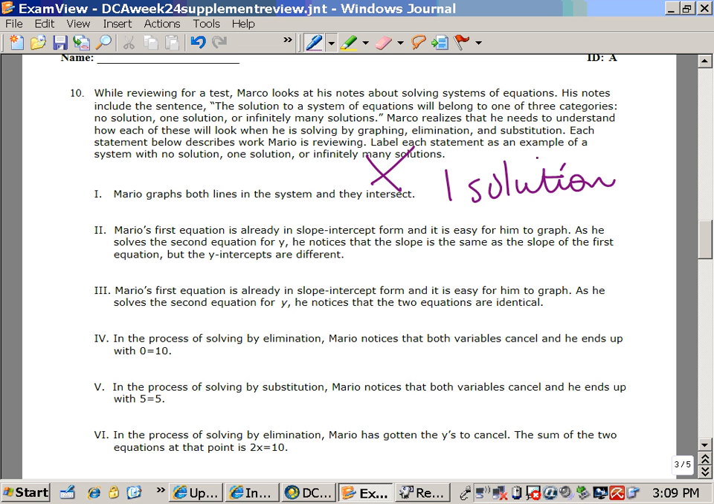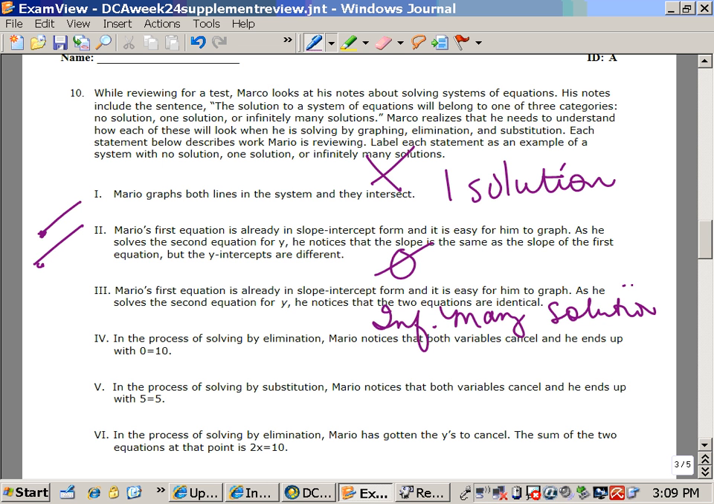On number two, it's in slope-intercept form. They have the same slope, but the y-intercepts are different. So let's say the y-intercepts are here and here, but they're going to increase at the same rate. Therefore, you're going to have parallel lines, and parallel lines have no solution. The third problem, it's already in slope-intercept form. He can see that the two equations are identical, therefore they're the same line, and they have infinitely many solutions. A lot of times we say that that's all real numbers.